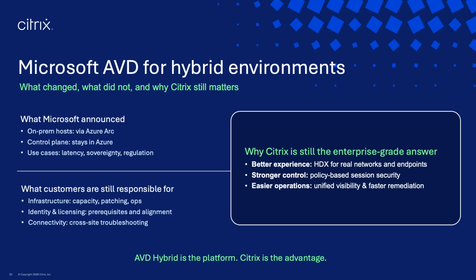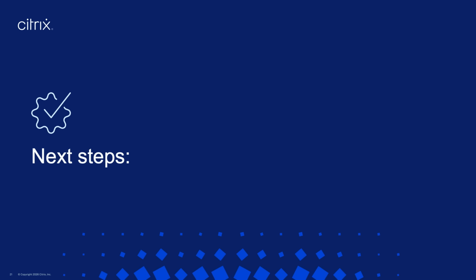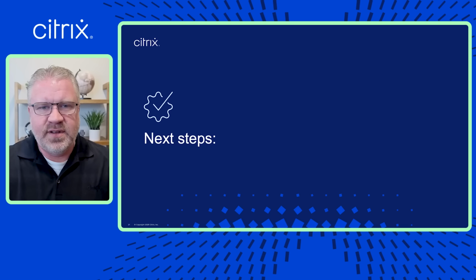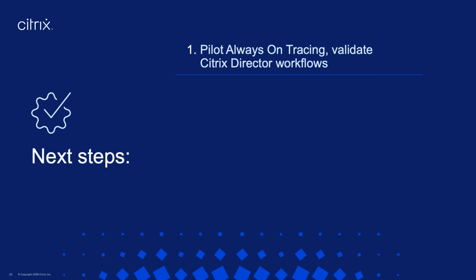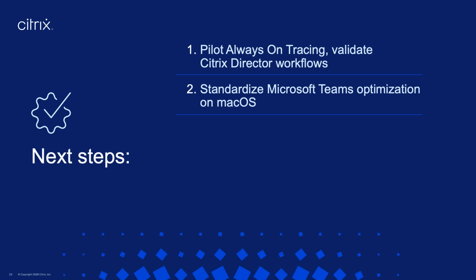And with that, we'll close with the practical next steps you can take right after this session. First, if you're moving to CVAD 2511 CR, prioritize always-on tracing and make sure your Citrix Director workflows are in good shape. That's the quickest path to faster troubleshooting, because you'll have the context you need when an issue shows up. Second, if you have users on high DPI monitors or graphic-intensive workloads, give Super Resolution a try. It's a straightforward way to improve perceived visual clarity and make the experience feel sharper without changing the app.